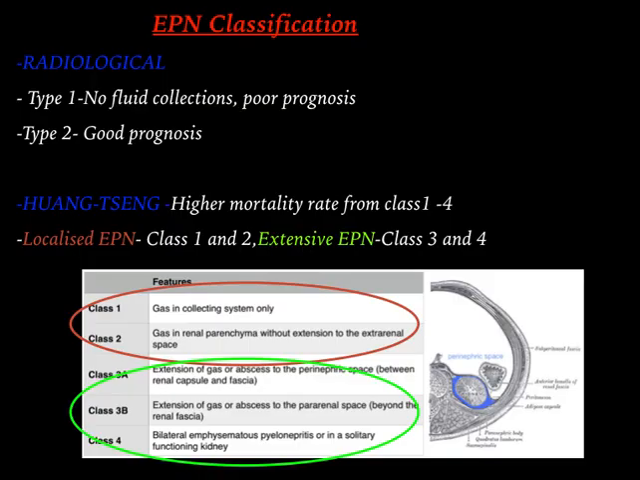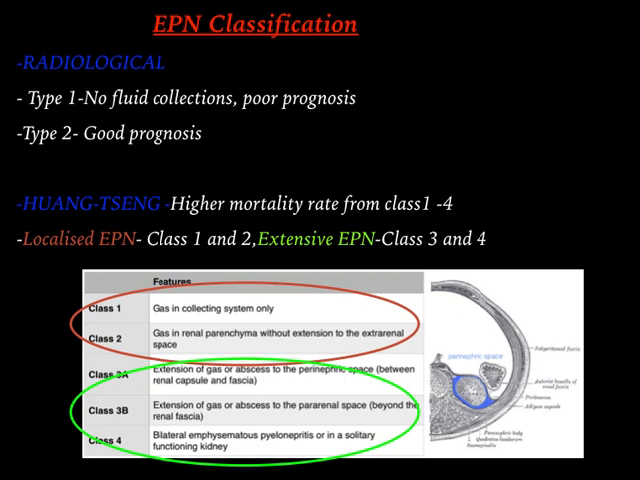Coming to the classification of emphysematous pyelonephritis, it's radiological as well as Huang-Szeto classification. Radiologically, we classify it into type 1 and type 2. Type 1 is no fluid collections and it indicates a poor prognosis because more than one-third of renal parenchyma is involved. In type 2, it is a good prognosis and few fluid collections might be present and less than one-third of renal parenchyma is involved.